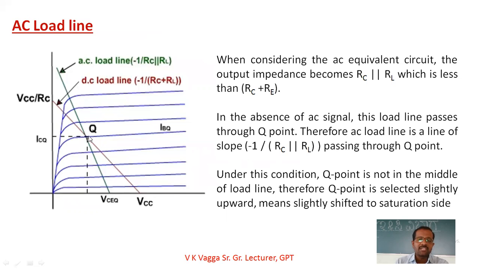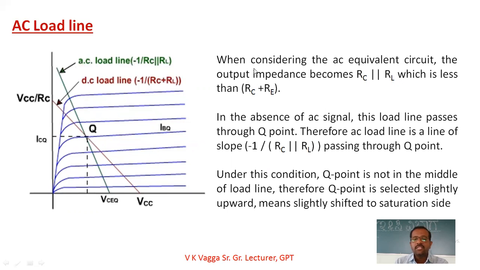It is to be represented exactly at the center of the active region, at which the input will be completely amplified, and at the output you can get the amplified output of the full signal, without clipping. This point is called ICQ, and this point is called VCQ. And if you see the other line, which is indicated with the green color here, this is the AC load line.